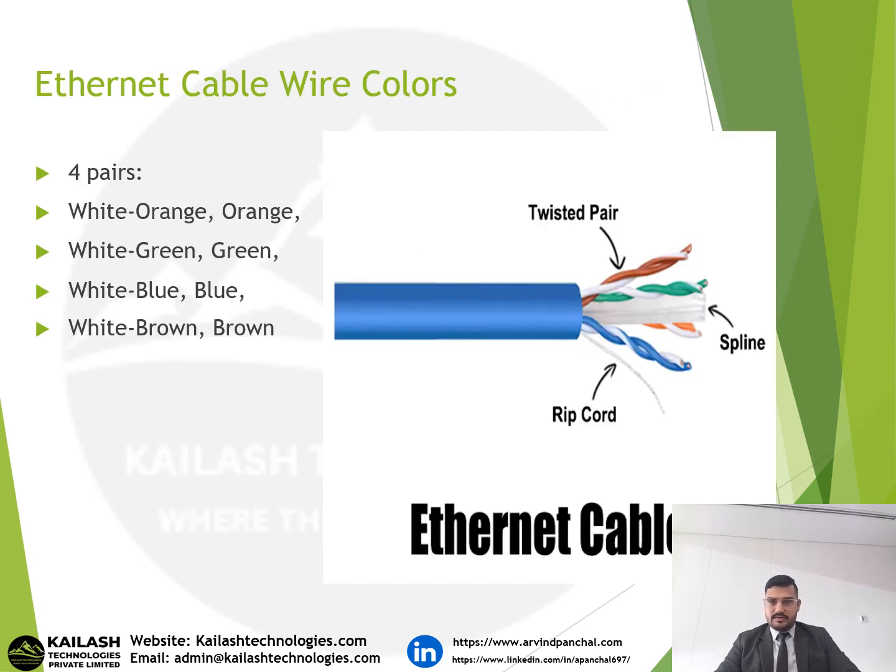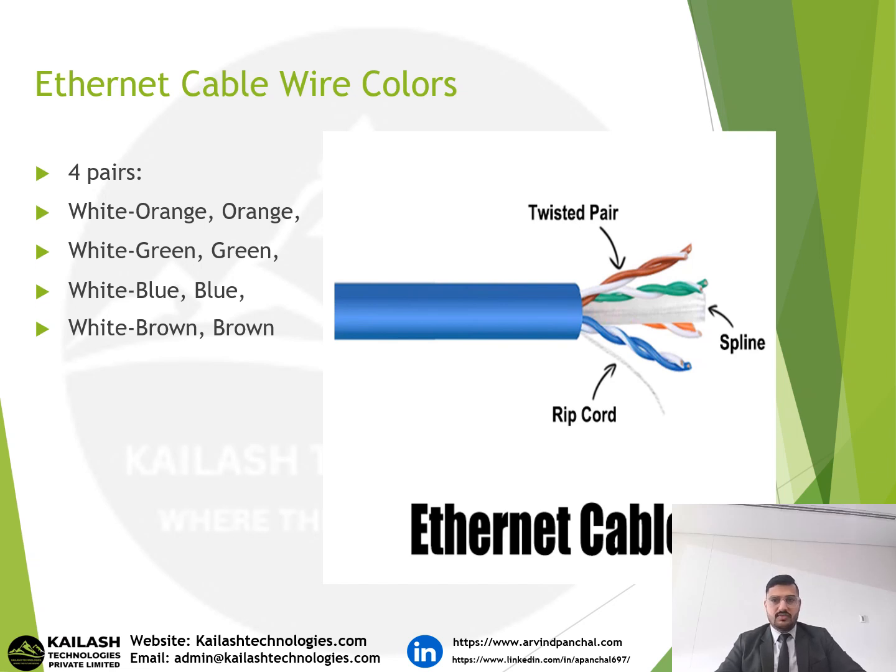Ethernet cable wire colors. It has 4 pairs. Each pair has two dedicated colors: white orange, orange, white green, green, white blue, blue, white brown and brown. This is the color code type B. It can also be a different color type, like color code type A, which leads with white green, green, white orange, orange, white blue, blue, white brown and brown.